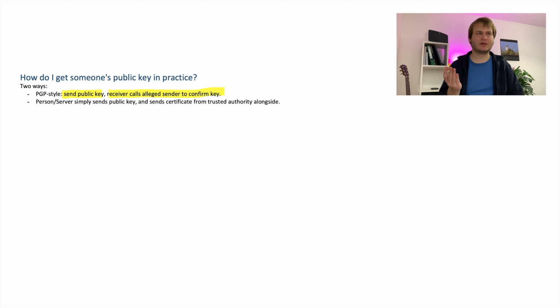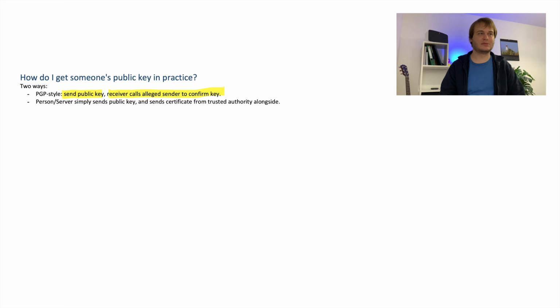There's a little bit more to this PGP style, but I'll get to this later. But mostly, this is the idea. You send me the public key, and I, through a second channel, make sure that it's actually yours. But obviously, this is not very practical. If I, for example, visit a new website, I don't want to have to confirm their public key through a third channel.